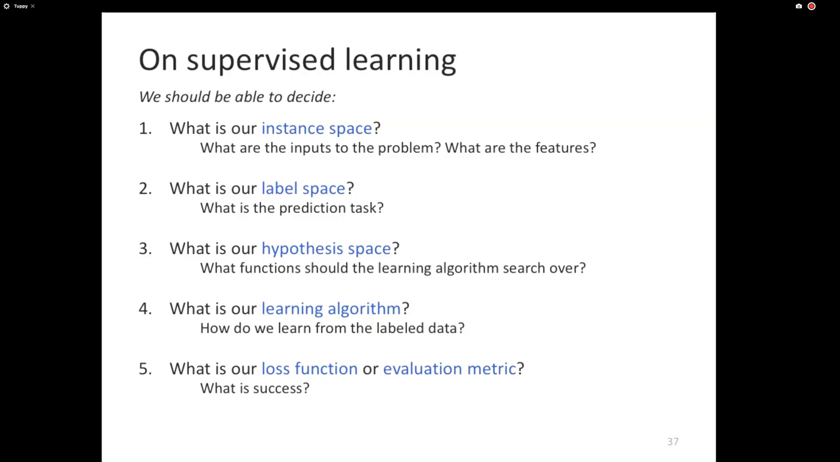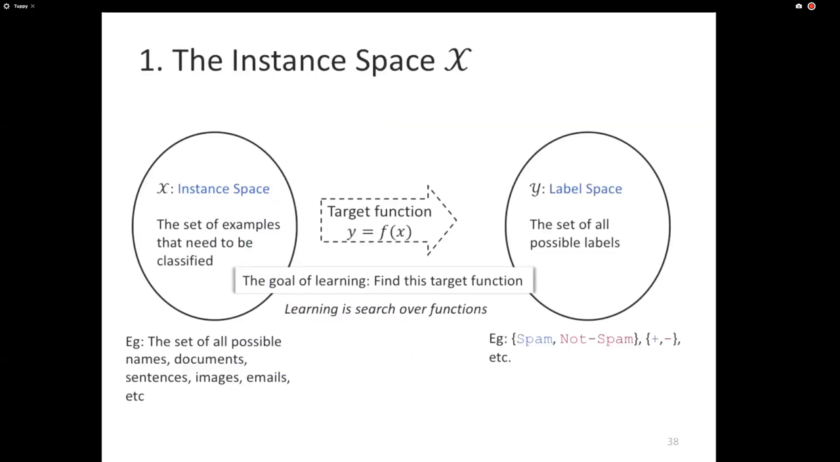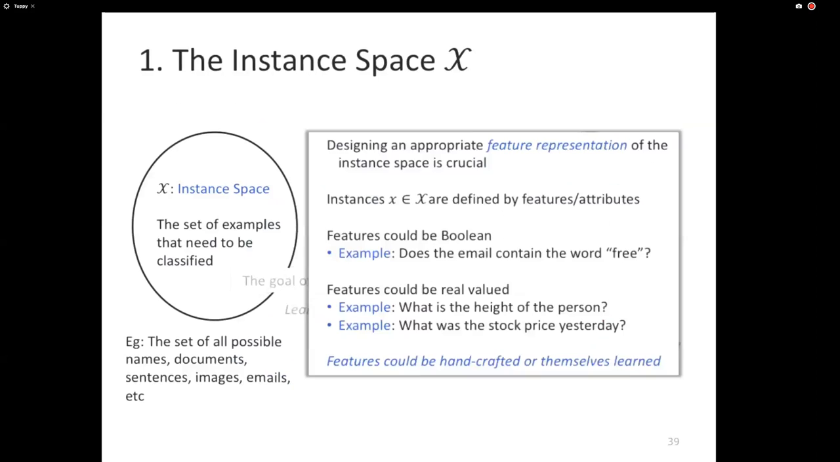And finally, we also need to decide, what is success? How do we know whether the learned function is good or bad? So what is the evaluation method? We need to be able to answer all of these things before we actually run any code. Let's go into each one of these in detail. Let's focus on the instance space X.